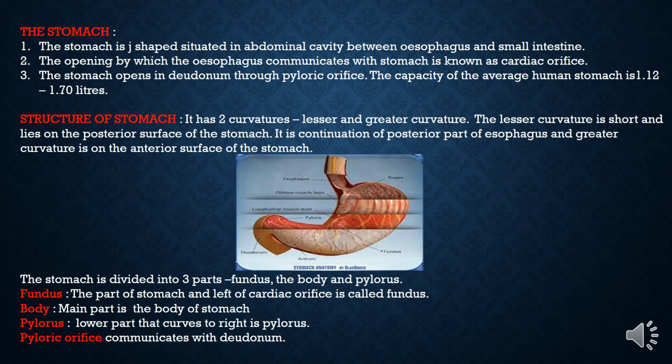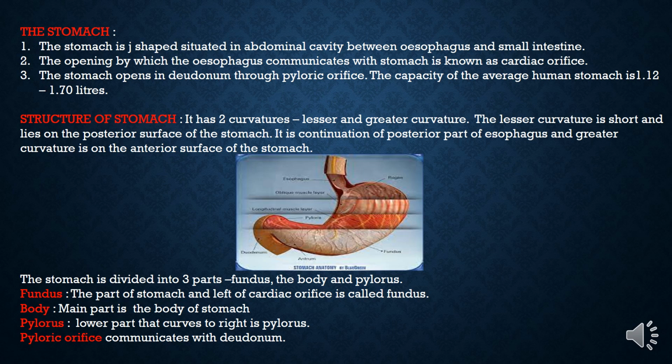The stomach is J-shaped, situated in the abdominal cavity between the esophagus and small intestine. The opening by which the esophagus communicates with the stomach is called the cardiac orifice. The stomach opens into the duodenum through the pyloric orifice. This is very important. Cardiac orifice and pyloric orifice are very important, and whenever you are attempting an exam, kindly underline these parts.